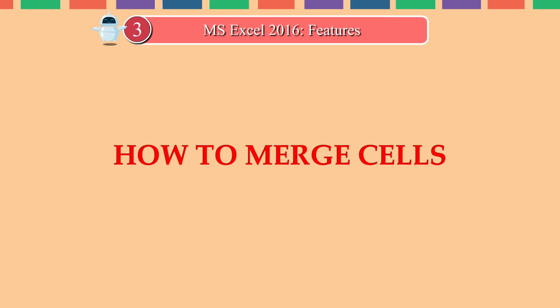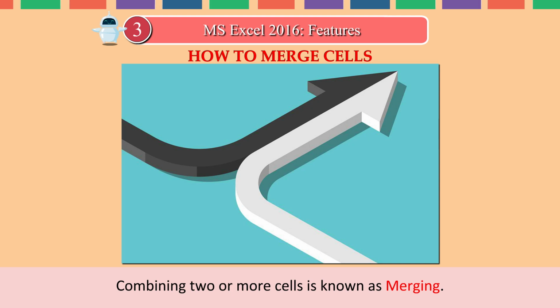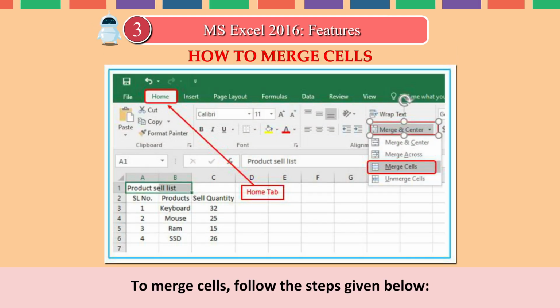How to merge cells. Sometimes, you may want to combine some cells to show a part of data under one heading. Combining two or more cells is known as merging. To merge cells, follow the steps given below.